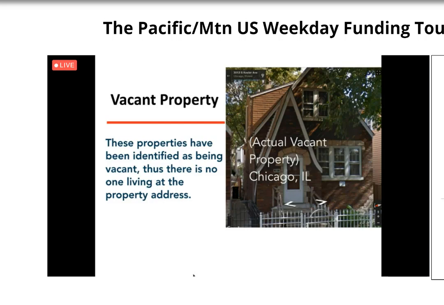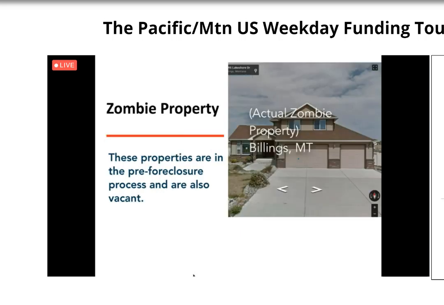Vacant property. So these properties have been identified as being vacant. No one living in the property. So that could be a search that we could do a super list on. You see where it says zombie properties, which we've never talked about, but a zombie property in this particular Delio.pro is a property that is in pre-foreclosure and is also vacant. Well, what a wonderful opportunity that would be if I could search zombie properties and I could find the AI score that's a high score.